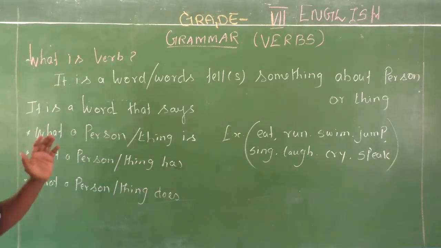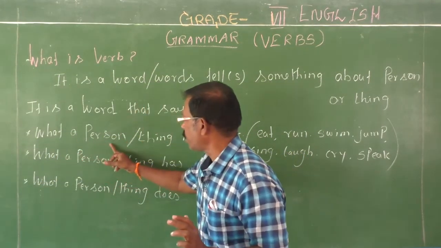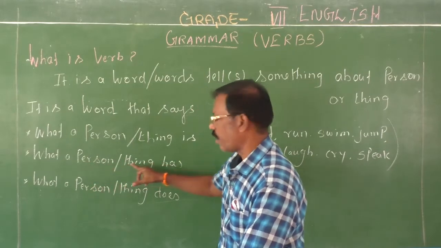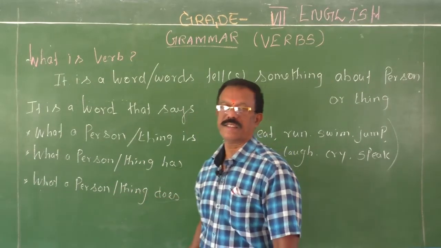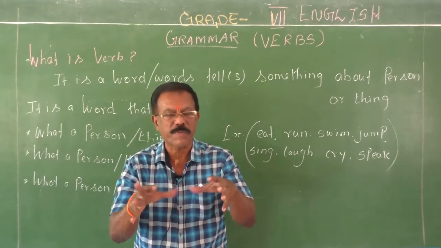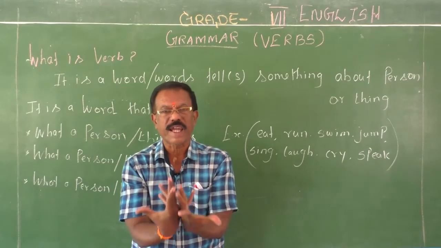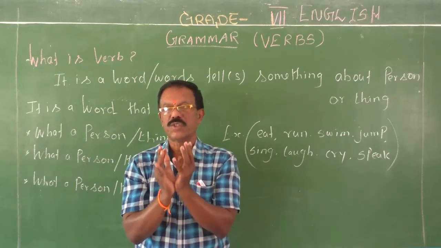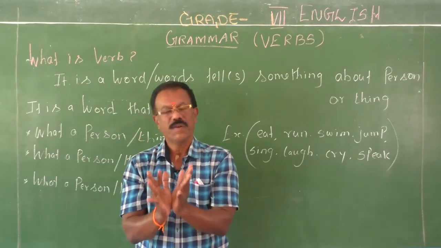So verb, listen to me very carefully children. A verb is a word that says what a person or thing is. A verb is a word that says what a person or thing has. A verb is a word that says what a person or thing does. So a verb shows not only action, it also shows the position of a person or thing. It also shows the possession of a thing, what a thing has, what a person has. So all these things together are called a verb. A verb is a word in a sentence that says something about a person or a thing. Okay children, could you follow me?